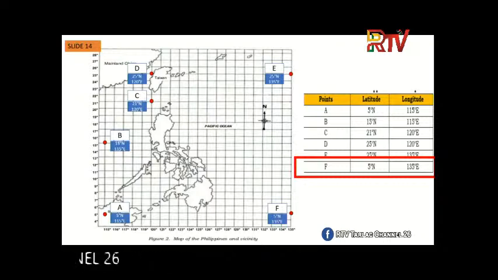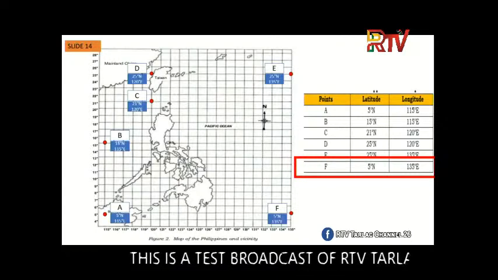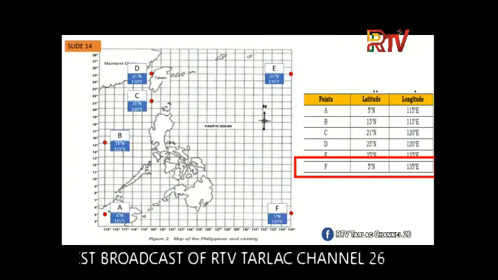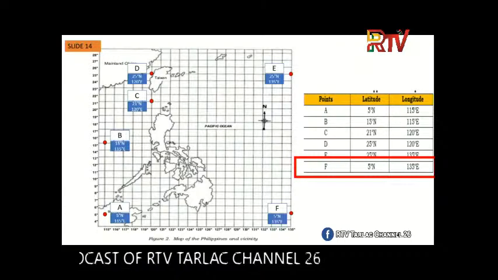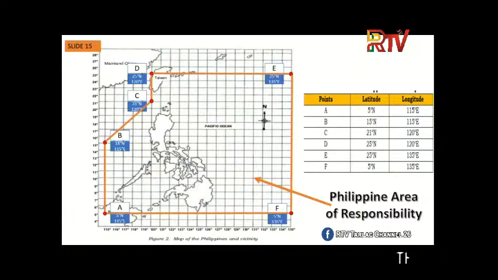For the second task, you need to connect the plotted points by drawing a line from point A to point B, from point B to point C, from C to D, from point D to E, point E to F, and lastly we have from point F to point A. There you have it, grade 8.